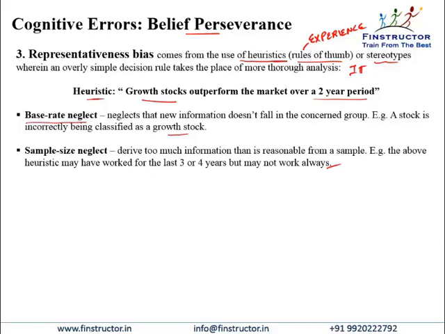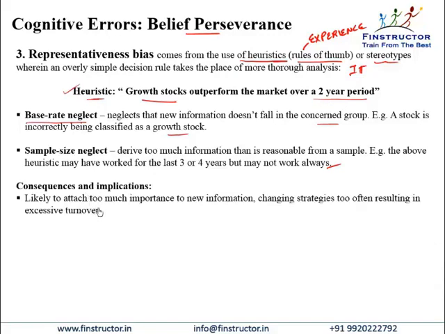So please understand and remember this. Base rate neglect means you're incorrectly categorizing the new information, or your new information does not fall in the concerned group. Sample size neglect argues that you are deriving too much information than is reasonable from a sample. So even if you were categorizing growth stocks correctly, 2 years is not enough of a period to derive such a heuristic or use this every time.